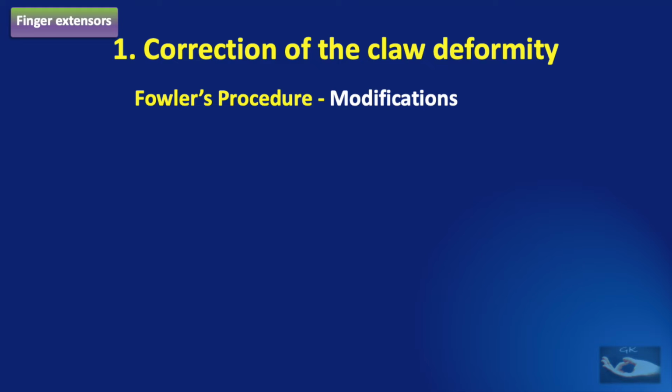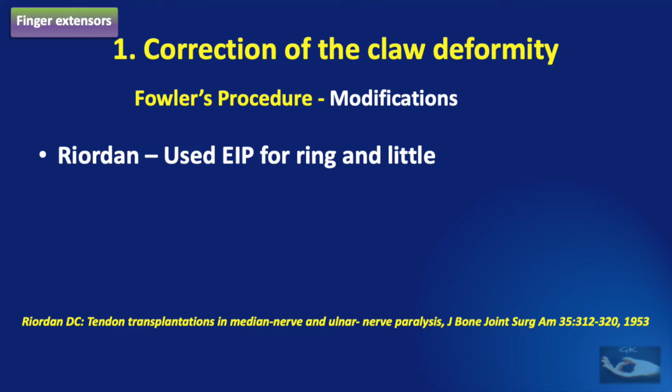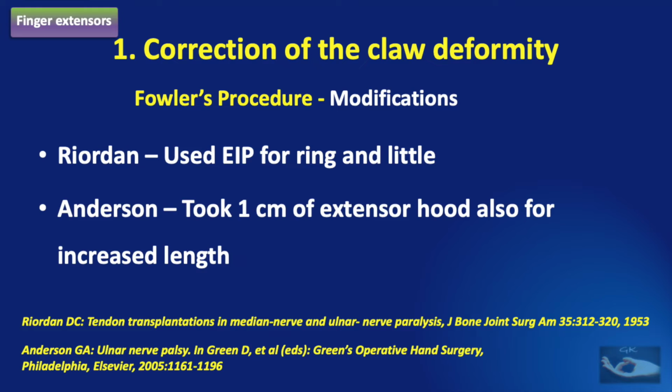To correct this deficiency in length, there have been 2 major modifications of this procedure. Instead of using the Fowler's for all the 4 fingers, Riordan used the extensor indicis proprius only for correction of the clawing of the ring and little fingers. Anderson, on the other hand, took 1 centimeter of the extensor hood also to provide an increased length.